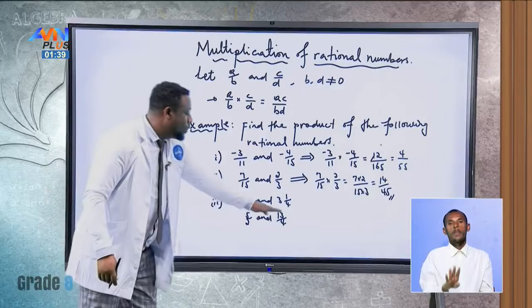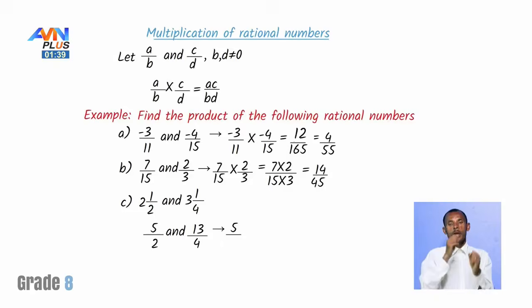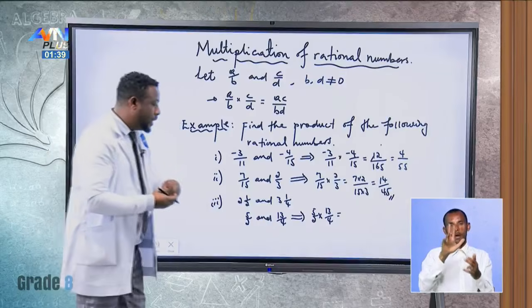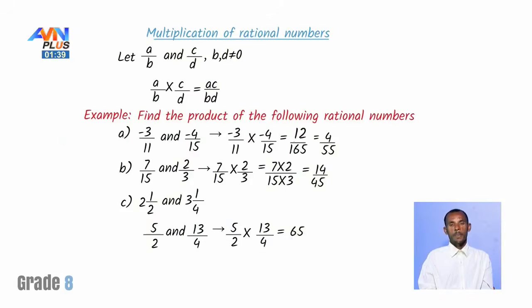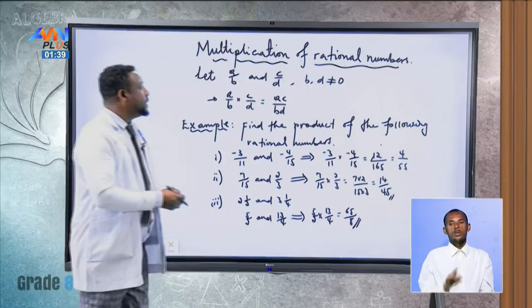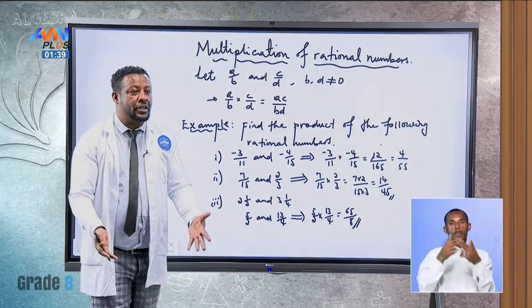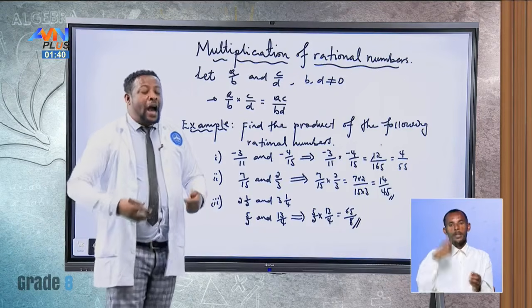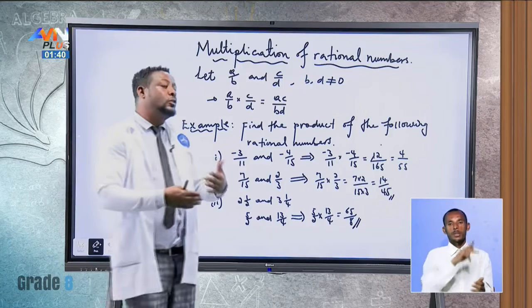So the product of these two can be expressed as 5 over 2 times 13 over 4, and 5 times 13 is 65, and 2 times 4 is 8. So this is how we multiply rational numbers. Next, I will tell you the properties of product of rational numbers.